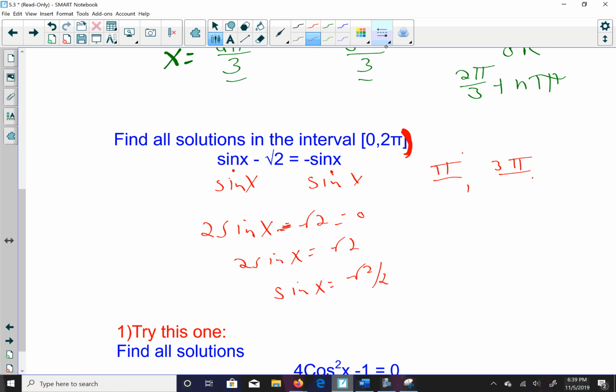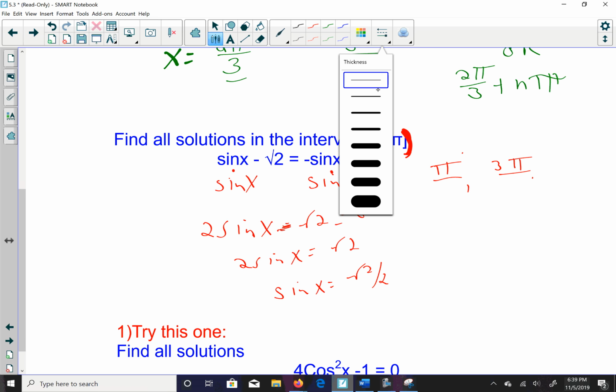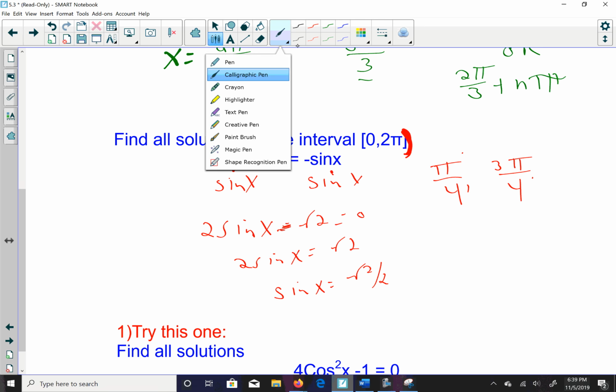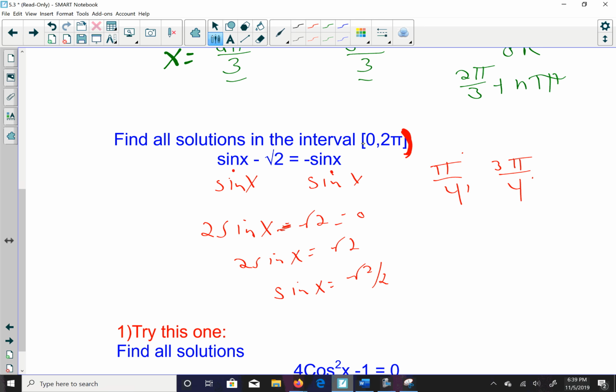Now, when we do this, since it wants just this interval, and you'll see here that it has the interval of 0 to 2 pi, that means I'm only doing one lap around the unit circle. I don't have to add those additional laps around the unit circle, so my answer is going to say just the pi over 4 and 3 pi over 4. There's no need to write the multiples of 2 pi laps around the circle.